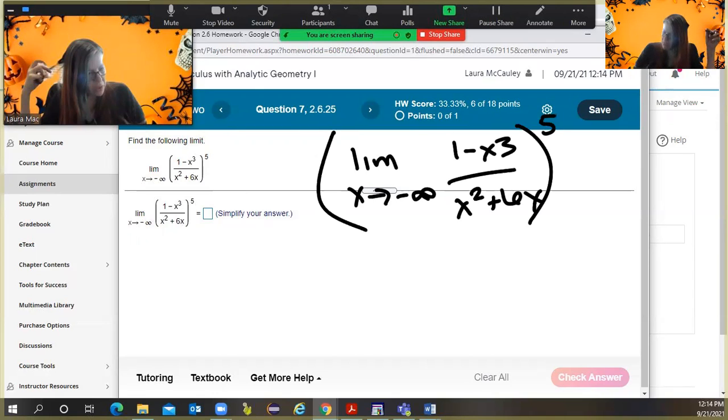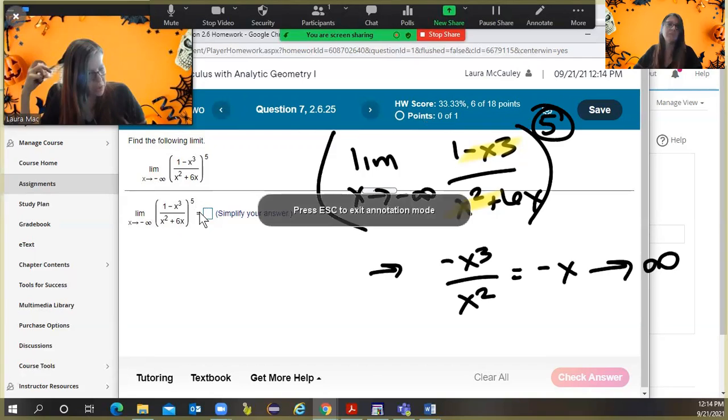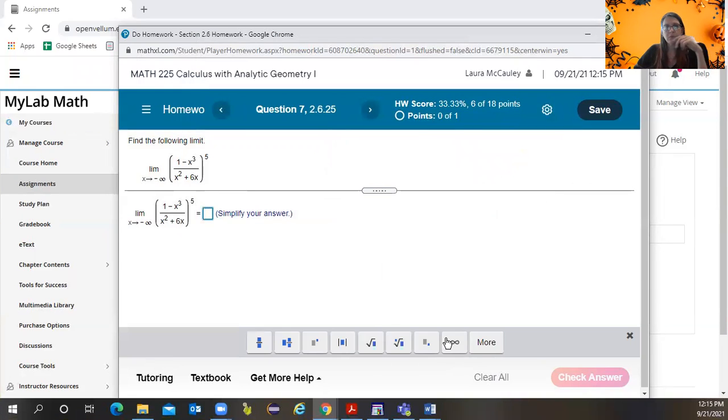So let's check out this one. And again, remember, it's really all just about the leading terms. The leading term is the term with the highest exponent. So if we think about it, this is really negative x cubed over x squared, which would be just a negative x. So if I'm going to negative infinity, those negatives would cancel. This thing would then go to positive infinity. Now bring it to the 5th power, it's still positive infinity. So this is actually going to be going to positive infinity, okay? So here's my infinity.